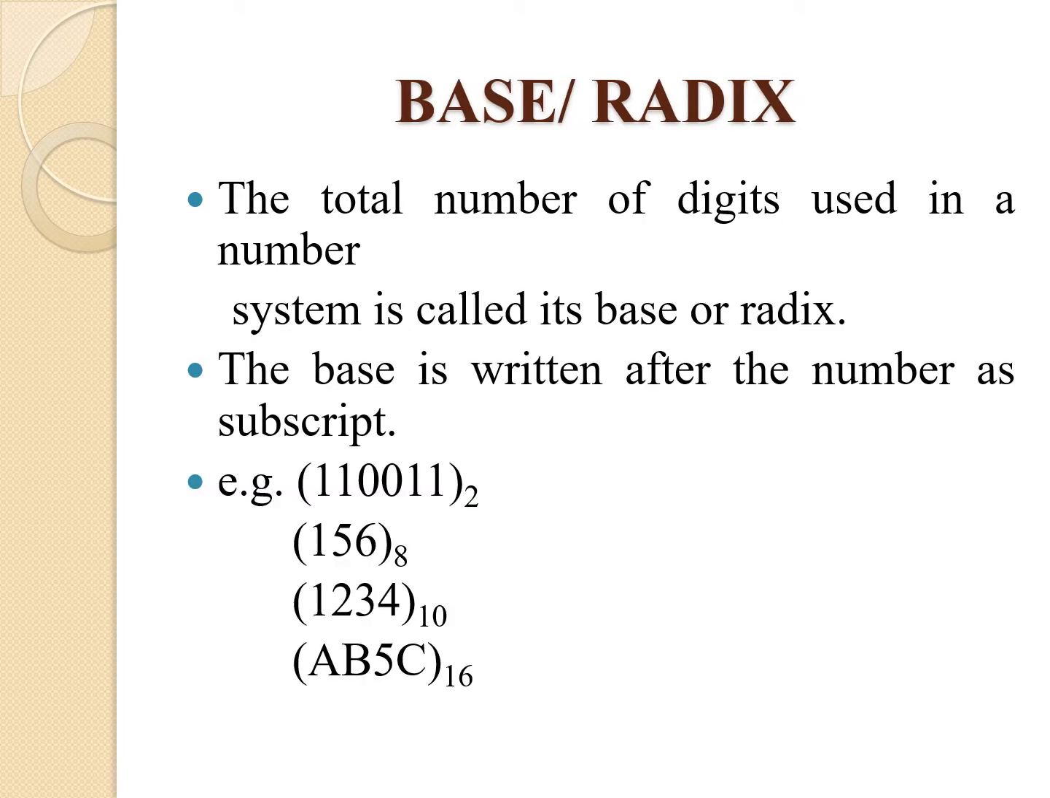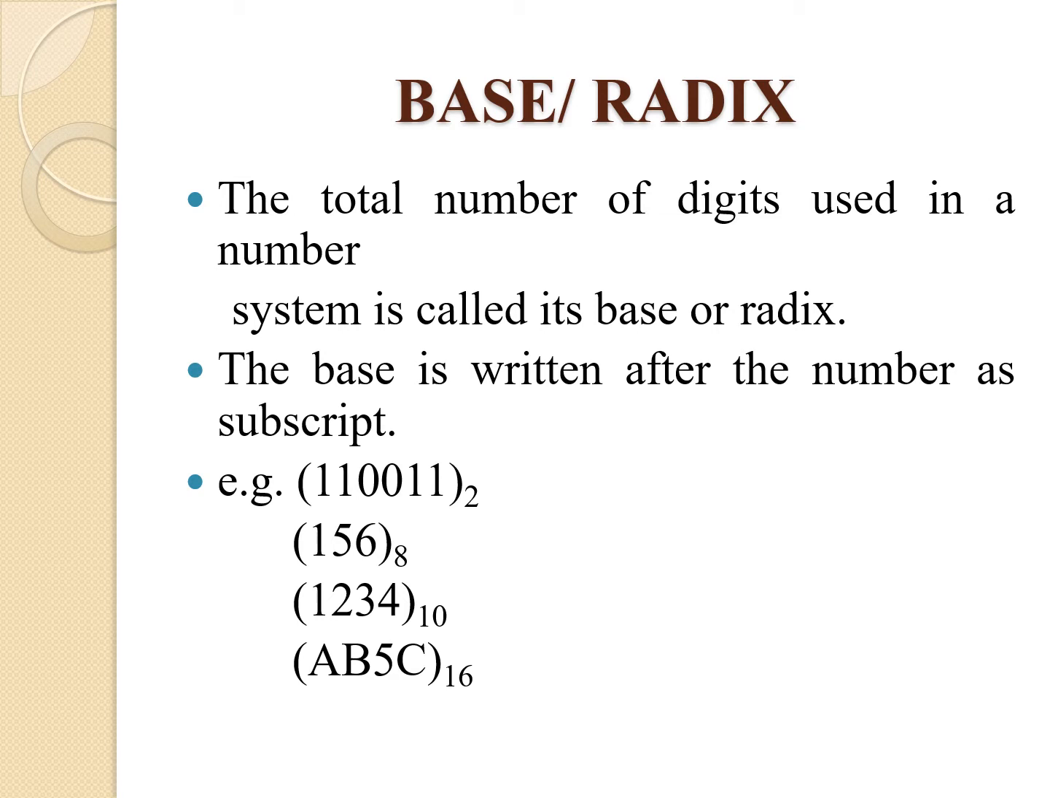The total number of digits used in a number system is called its base or radix. The base is written after the number as a subscript. For example, as I have shown, 110011 and here the subscript 2 is written. That means this is a binary number. Then 156 with 8 as a subscript is an octal number. 1234 with 10 as a subscript is the base, and this is the decimal number system.